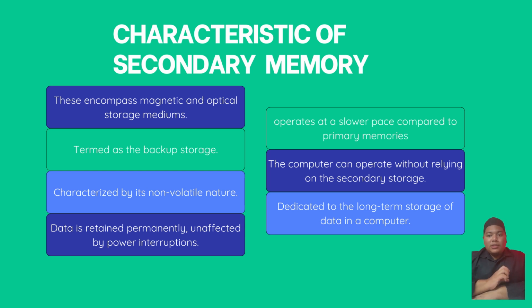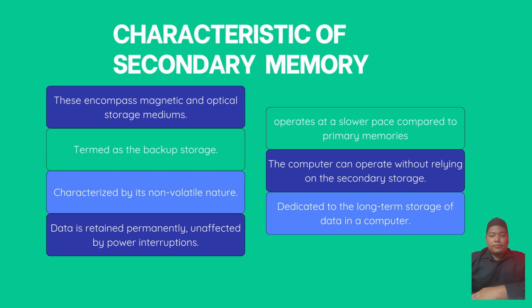Secondary memory also operates at a slower pace compared to the primary memories. The computer can operate without relying on the secondary storage. And the last one is that it is dedicated to the long-term storage of data in a computer. So, both secondary memory and main memory are important in our CPU.